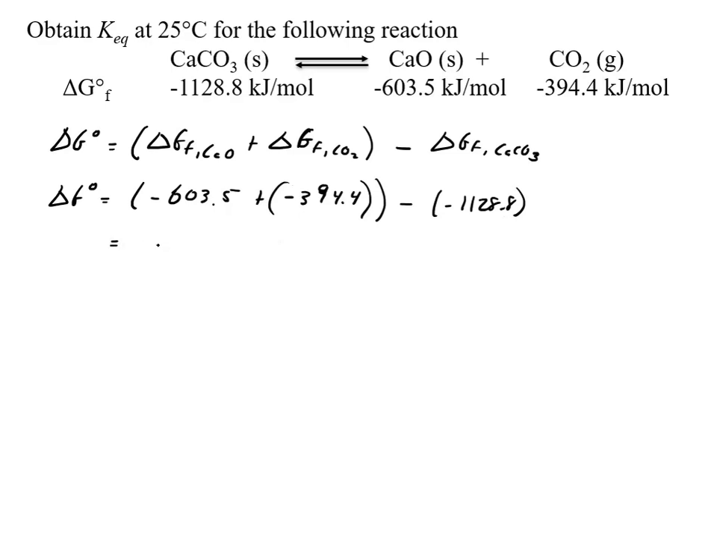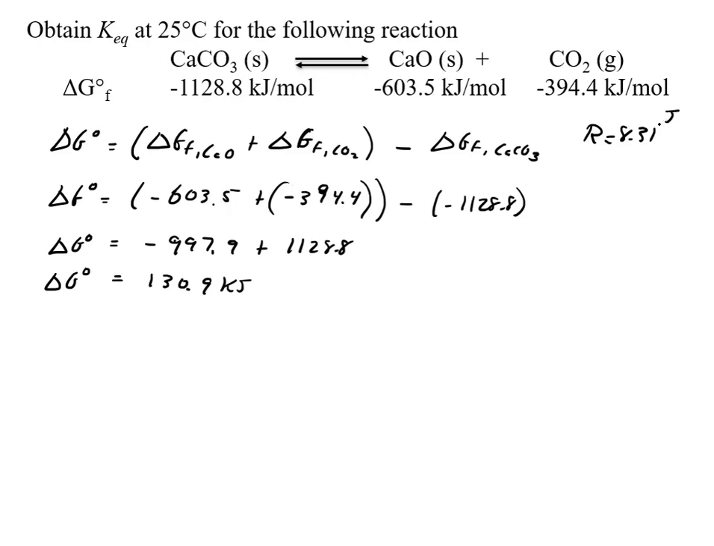So the first part becomes negative 997.9. This becomes plus, because of negative and negative, 1128.8. So my delta G naught is 130.9 kilojoules. Now, because R is 8.31, but most importantly, it's in joules per mole K, I need to change this to joules. So delta G naught is 130,900 joules. Get rid of the comma because it confuses people.